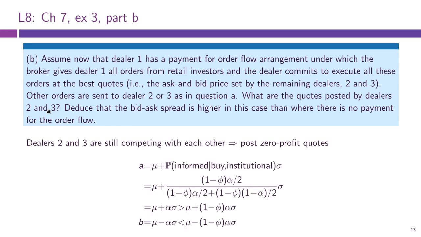So to find bid and ask quotes, we need to find, for example, for the ask price, the expected value of V conditional on receiving a buy order that is known to come from an institutional investor. So in equilibrium, dealers 2 and 3 will be aware of this order flow arrangement. They will know that they only receive buy orders from institutional investors, because all orders from retail investors are forwarded to dealer 1. So this fact will enter their inference and their pricing decisions. To derive the ask price, we need to find the probability of a trader being informed, conditional on the dealer receiving a buy order and the trader being an institutional investor. This is the exact same fraction.